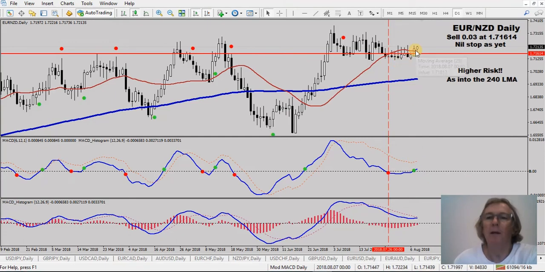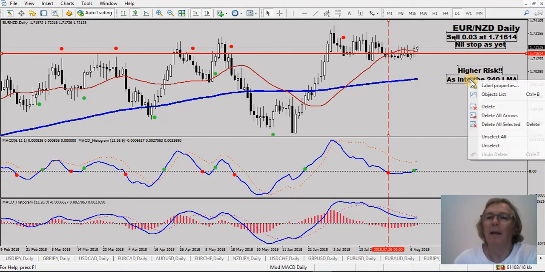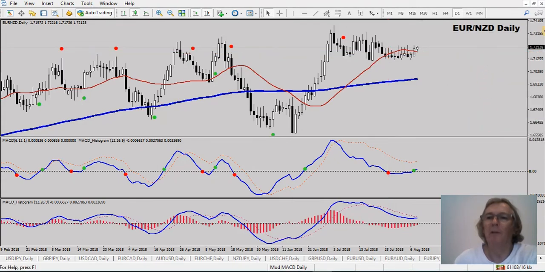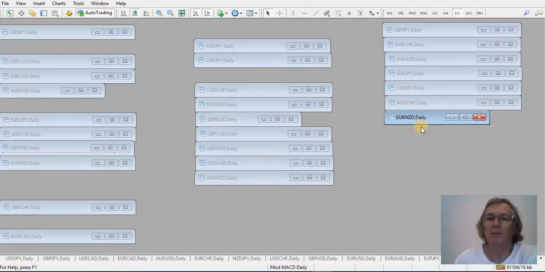Haven't got price closed above the 25 SMA. We're missing either a green QMP dot, which there's obviously not one there, and the standard MACD is not in buy mode. So all I've done is close that sell. That's Euro NZ. Took the loss, and that's it on the Euro NZ, and I think that's it on the Mod MACD trade.